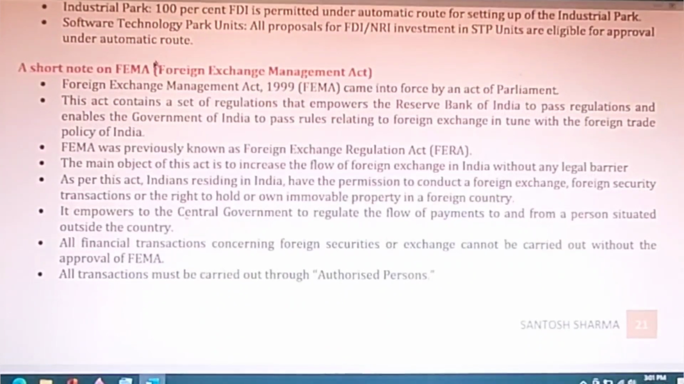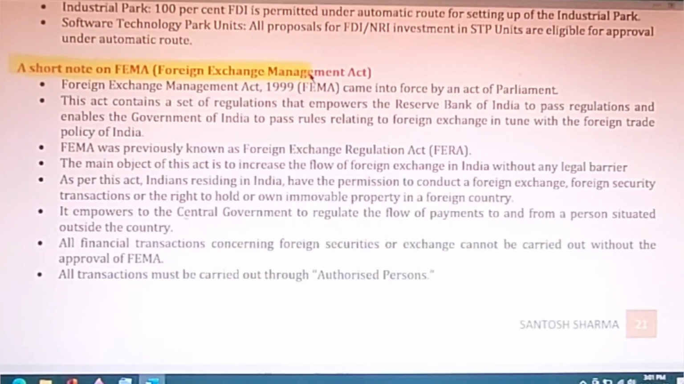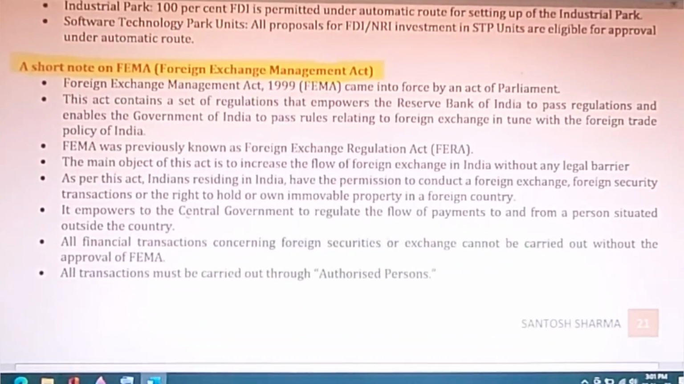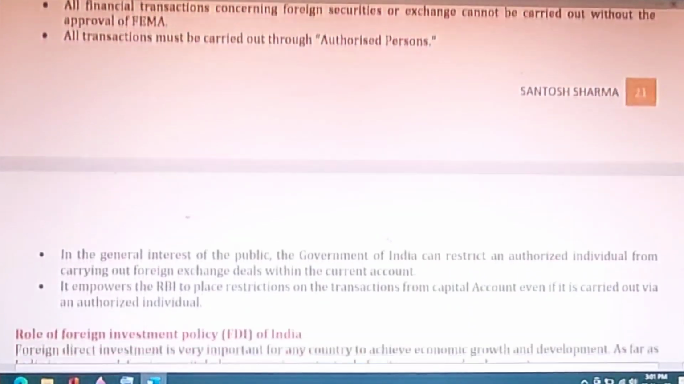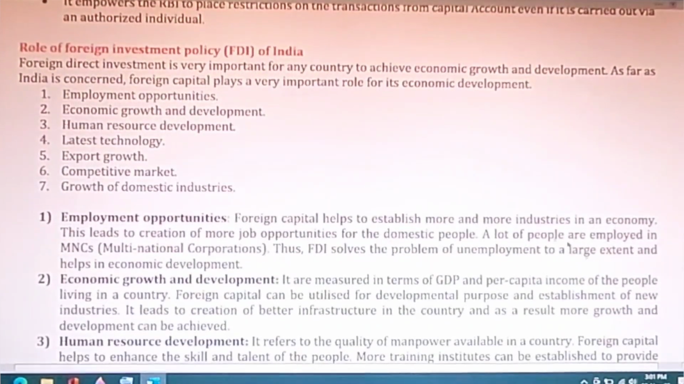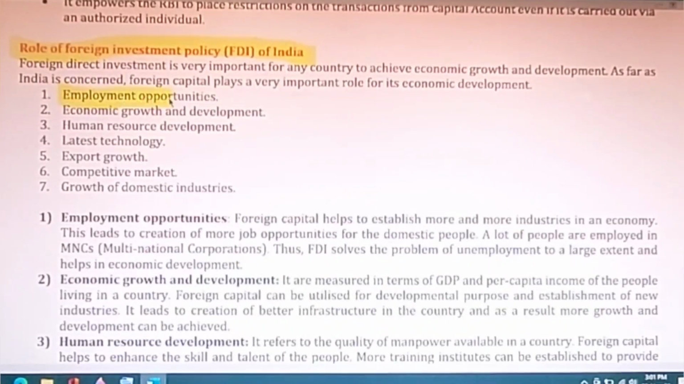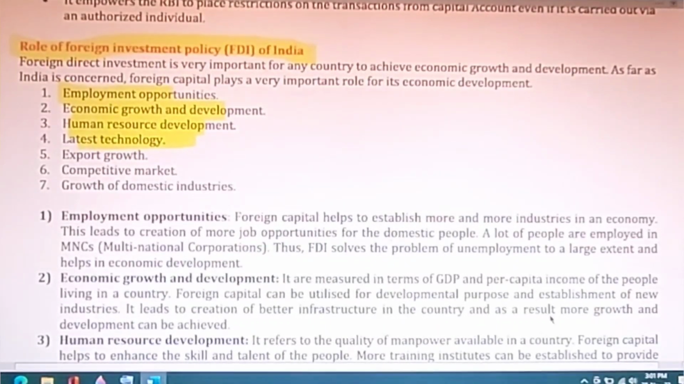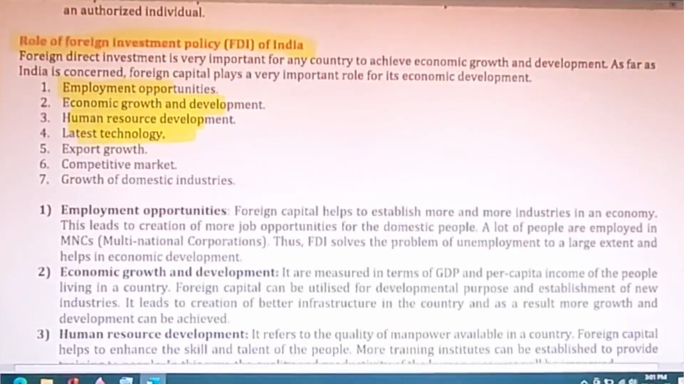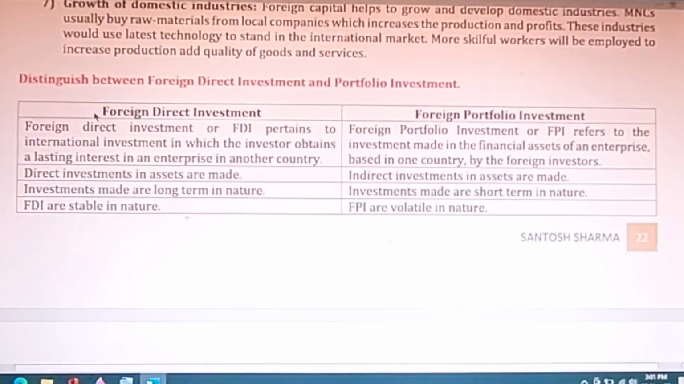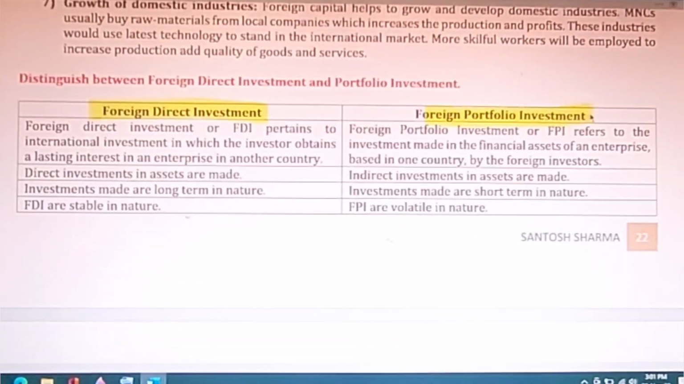Then this one, FEMA, Foreign Exchange Management Act, very important one. Almost every year a question comes from this, and this is also a very common topic in MCOM, both for first year and second year. FERA, FEMA, both are important. And why foreign exchange is important for a country's development, like it provides employment opportunities, economic growth and development, human resource development, technology. So like that, there are so many points that you can write. I will say that you can write a novel on this topic. And this one, the difference between FDI and foreign portfolio investment.